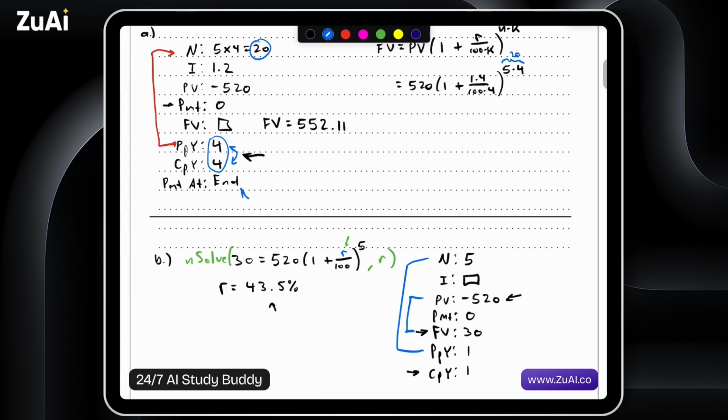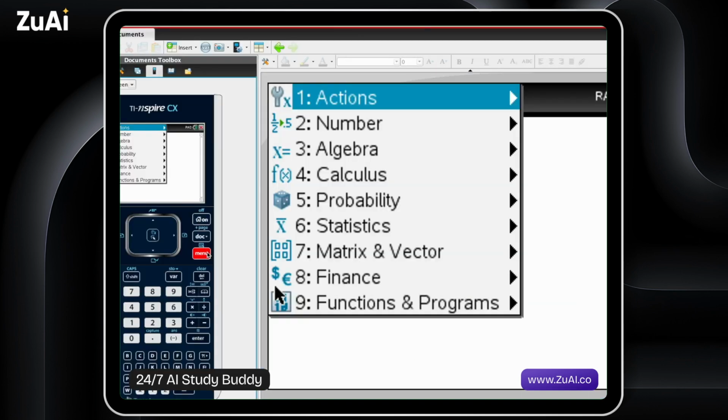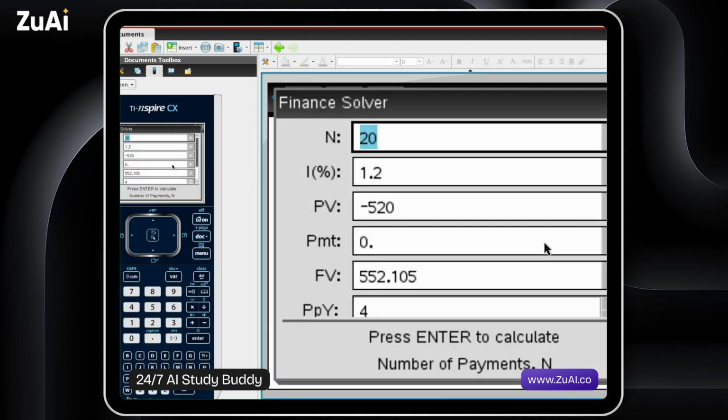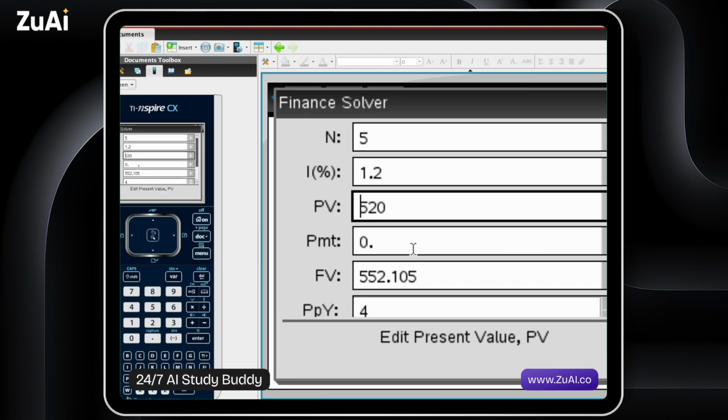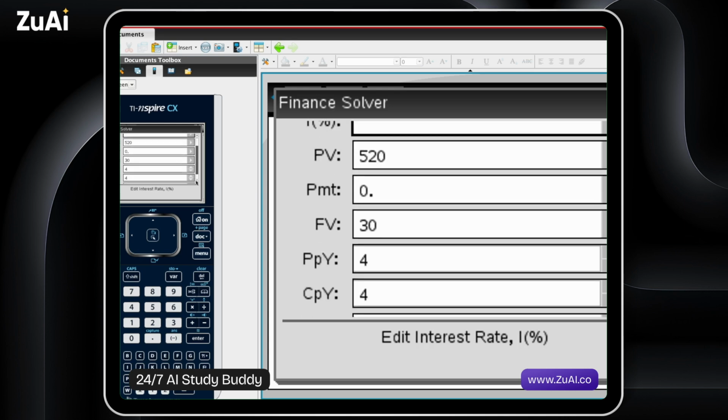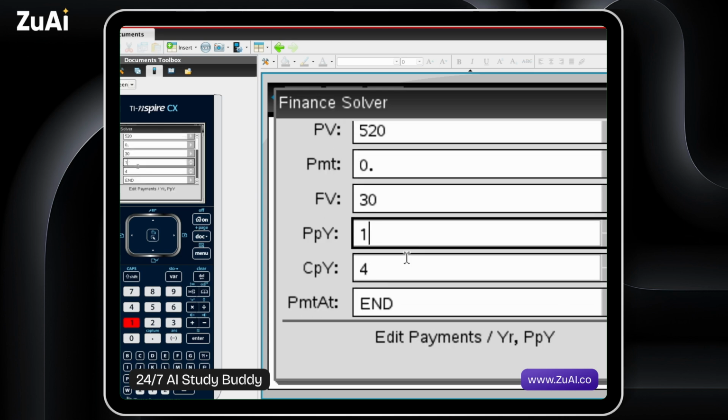Okay, let's type that in, and I'll show you the error that you get potentially if you were to try to work it out and forget the signs. So N is 5. Let's imagine that this is 520. Payment is still 0, and the final value is 30. So the interest rate is what we're trying to find here. PPY is 1, and CPY is also 1. Payment at the end, this is good.